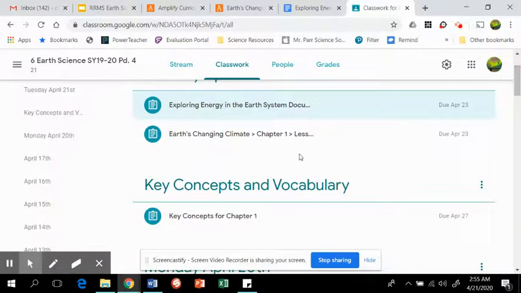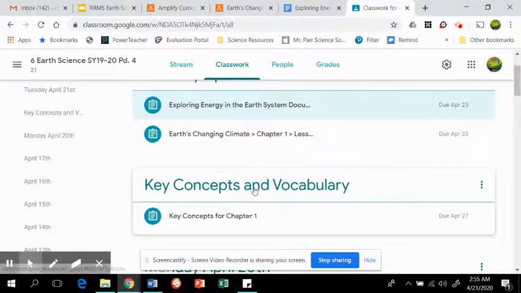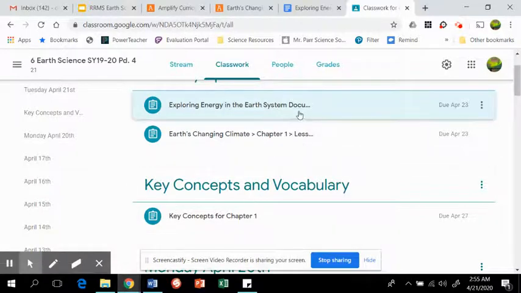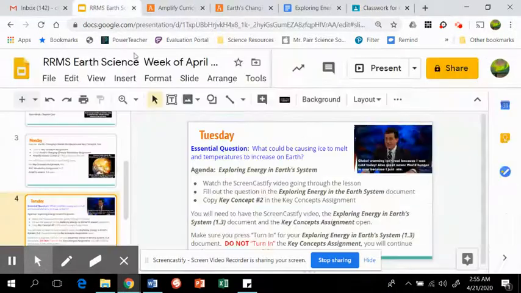Where do you find the key concepts? Under the key concepts and vocabulary tab, which should be right underneath today's lesson. You're going to click on that and open that document. And remember that I showed you what you're doing for your key concepts in yesterday's lesson. You didn't have to do anything for the key concepts yesterday. I was just showing you what you were going to be doing. Today, you're actually applying that, okay?